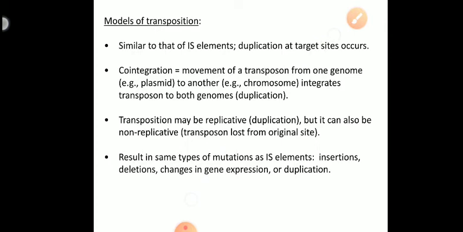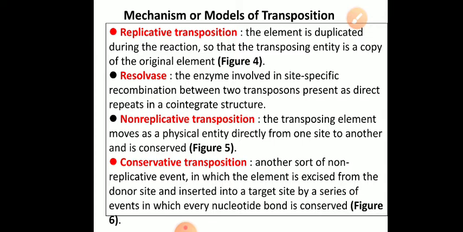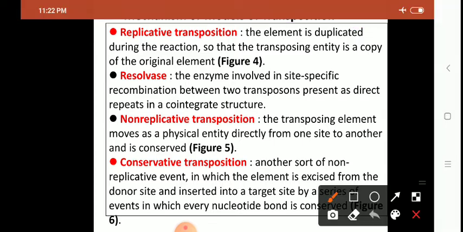Now how does transposition take place? Let us understand the mechanism or model of transposition. Number one, replicative transposition. What happens in replicative transposition? The IS element or the transposon duplicates itself. That means it produces a copy of itself, so that the element which is transposing, the element which is moving to the target site, is the copy of the original transposable element.